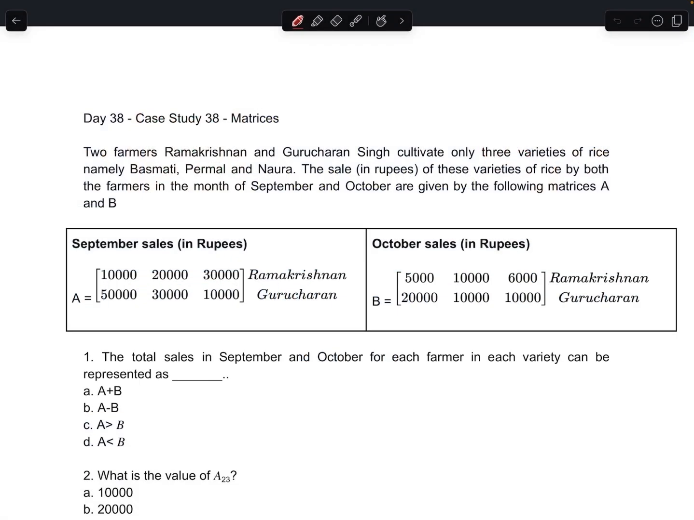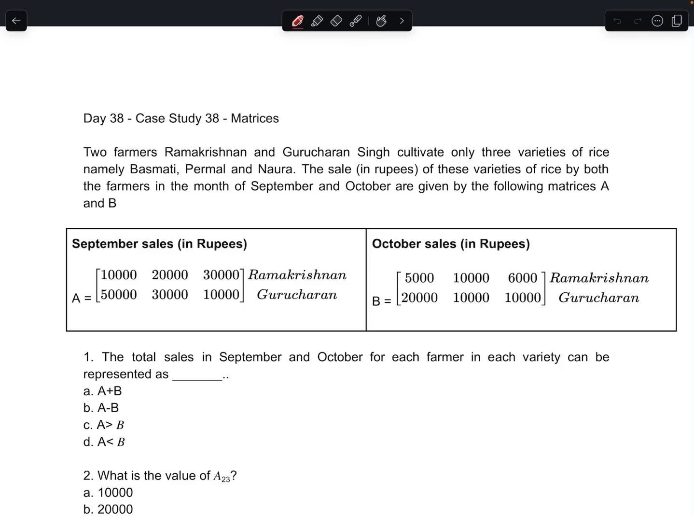The question goes like this. Two farmers, Ramakrishnan and Guru Charan Singh, cultivate only three varieties of rice, namely Basmati, Parmal and Nora. The sale in rupees of these varieties of rice by both the farmers in the month of September and October are given in the following matrices A and B. The matrix A represents the September sales. Matrix B represents the October sales.